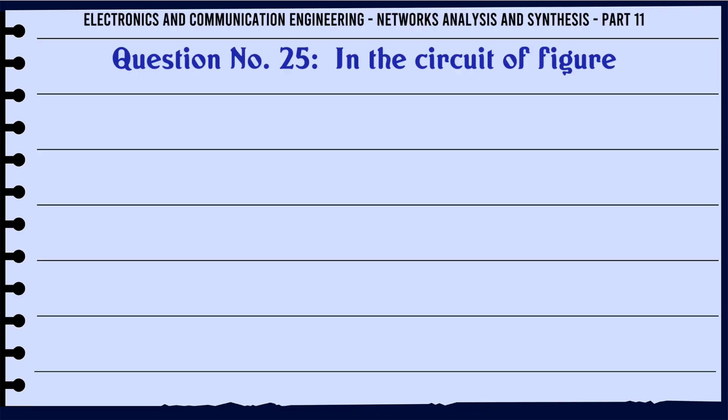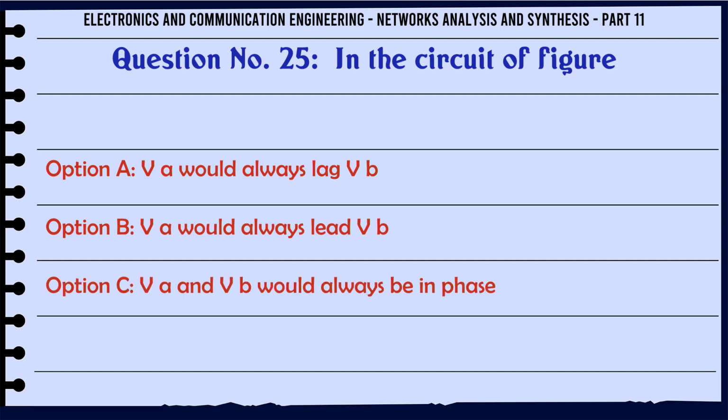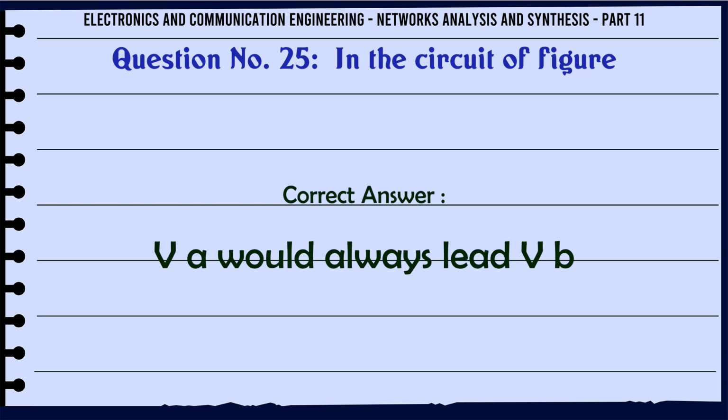In the circuit of the figure, A) VA would always lag VB, B) VA would always lead VB, C) VA and VB would always be in phase, D) VA may lag or lead VB. The correct answer is VA would always lead VB.